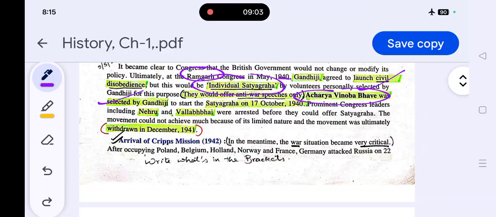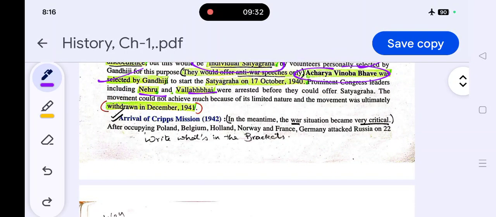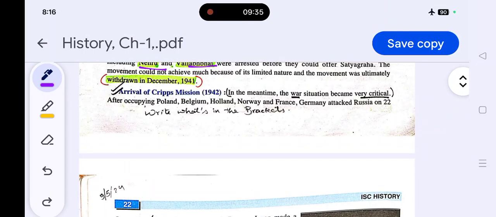Prominent Congress leaders, including Nehru and Vallabhbhai, were arrested before they could offer satyagraha. The movement could not achieve much because of its limited nature, and the movement was ultimately withdrawn in December 1941. Now, out of the chosen members, I suppose Nehru, Vallabhbhai, and a lot more people were to be there. But unfortunately, they were arrested before they could do their part. As a result, it had to be withdrawn.